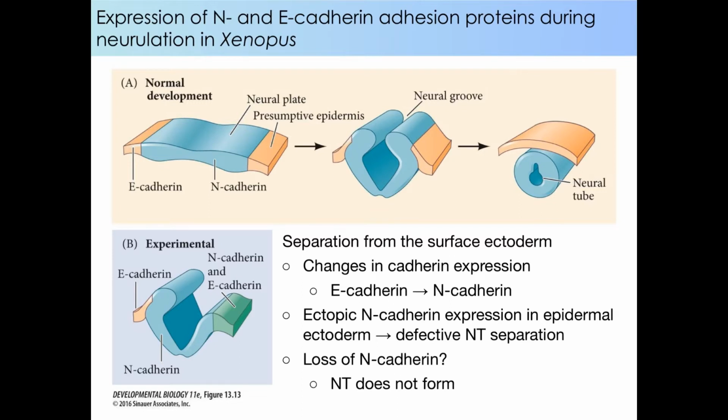When N-cadherin mRNA is injected into the cells of the epidermal ectoderm, which express E-cadherin, what you see is that the neural tube doesn't close properly. So the presence of N-cadherin here prevents the separation of that epidermal tissue from the neural tissue. Knocking out N-cadherin prevents the formation of the neural tube, and that suggests that defects or mutations that affect cadherin expression can lead to neural tube defects.